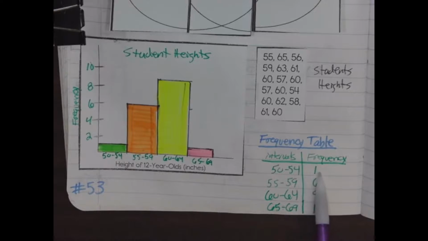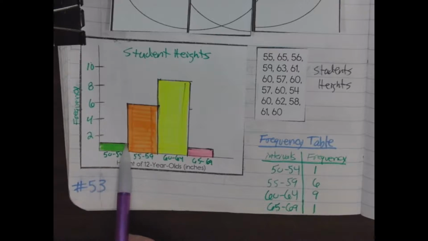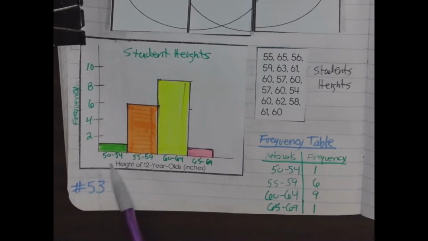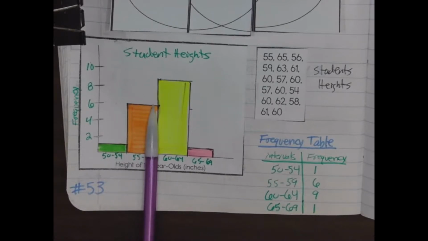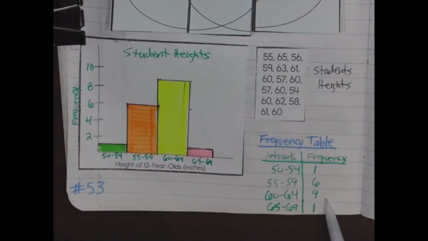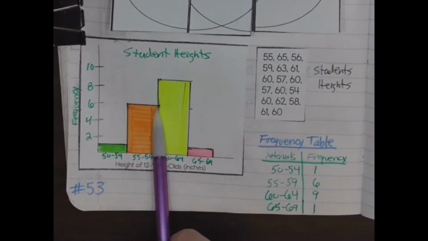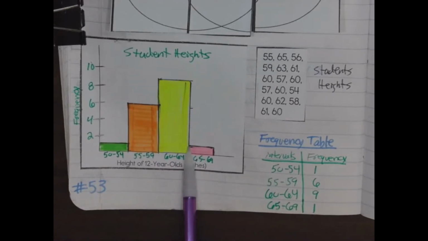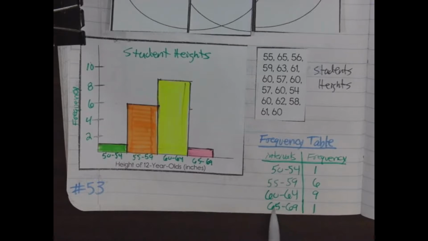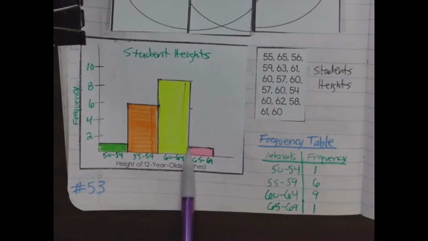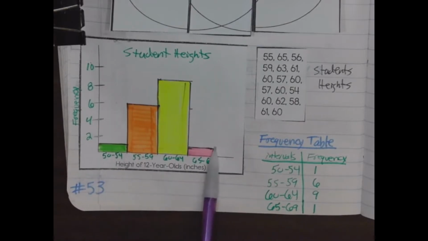Between 50 and 54 inches tall, there was one student, so I just go up to 1 and close it off. I colored it in because it looks better colored. For 55 to 59, it was 6 students, so here we are at 6. Stop there. Box this in or color that in. For 60 to 64 inches, we had 9 students. So I go up to 9, close it off, color it in. And for 65 to 69 inches, we only had the 1 right here. So I go just to the 1, and then I color that in.